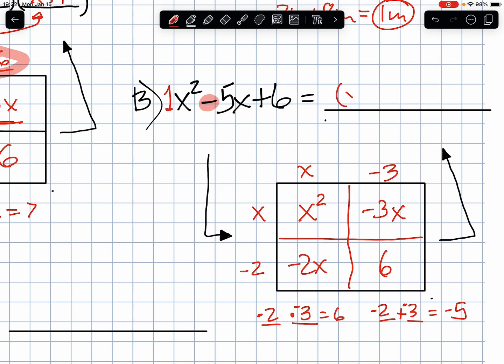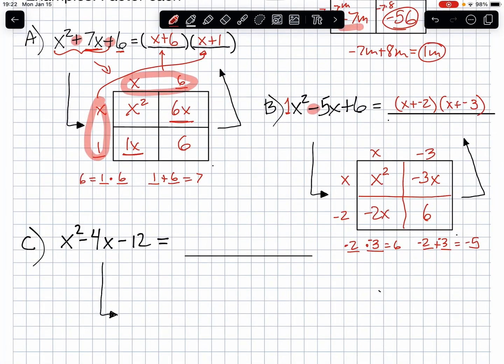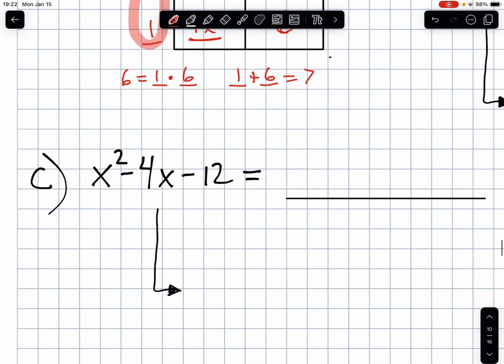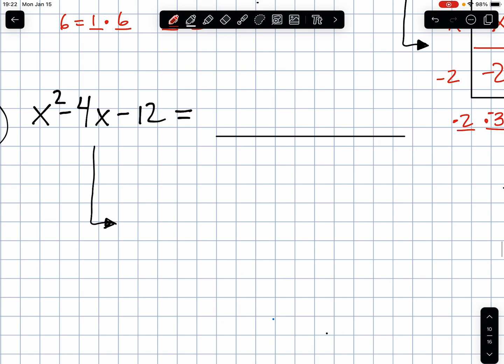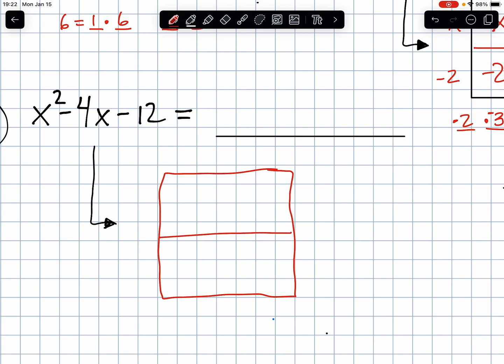All right, and again, x plus negative 2, x plus negative 3. All right. And example C, our last example. Hopefully you're getting the hang of this. We're going to go ahead and draw that area, table, whatever you want to call it.